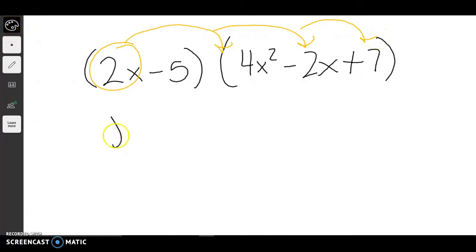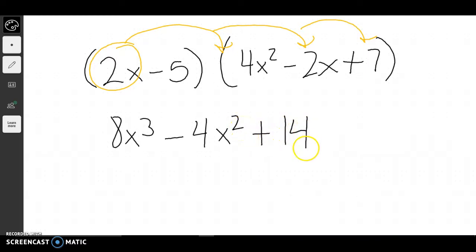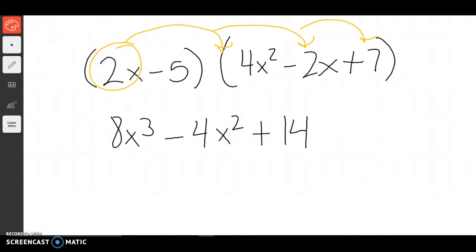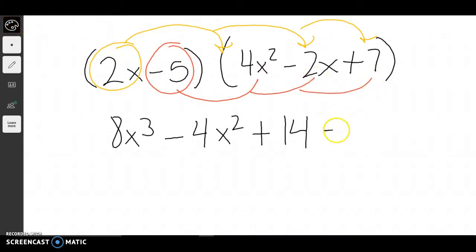This would give me 8x to the third minus 4x squared plus 14. Now that we've distributed the 2x, we have to distribute this negative 5. So then I would get negative 20x squared plus 10x minus 35.